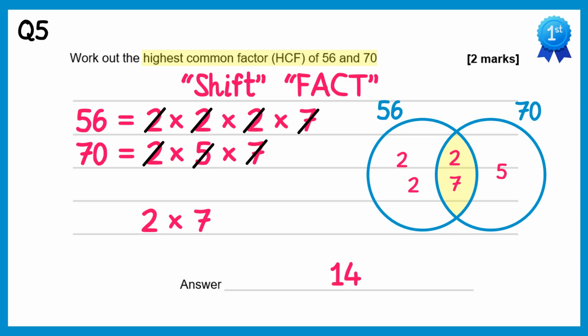question. Now had they asked you for the lowest common multiple instead, it's worth knowing you would multiply all of the numbers in the Venn diagram. So if it was the lowest common multiple, you'd do 2 times 2 times 2, so that's 3 of the 2's, times 7 times 5.